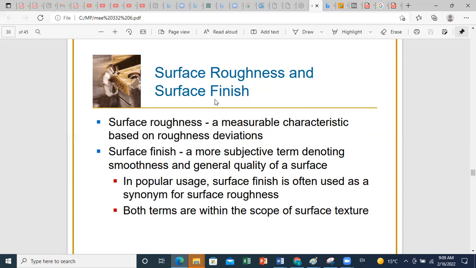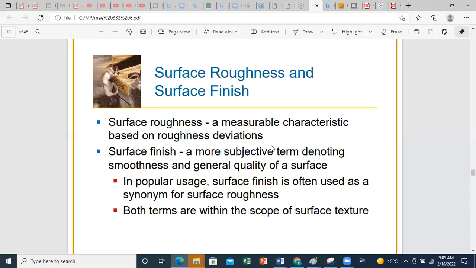Now we'll define what roughness is. The surface roughness is a measurable characteristic based on roughness deviations. It measures deviations from a certain constant value. And surface finish is a more subjective term denoting the smoothness and general quality of a surface.